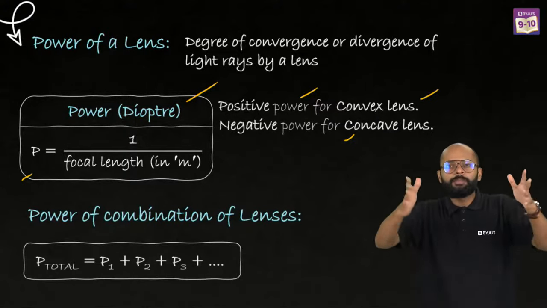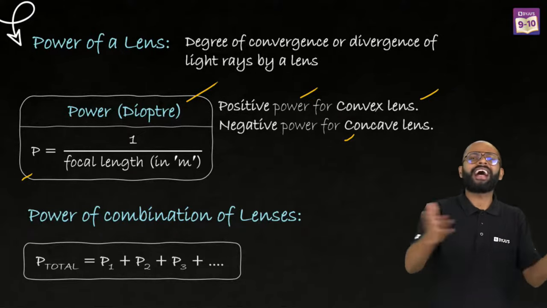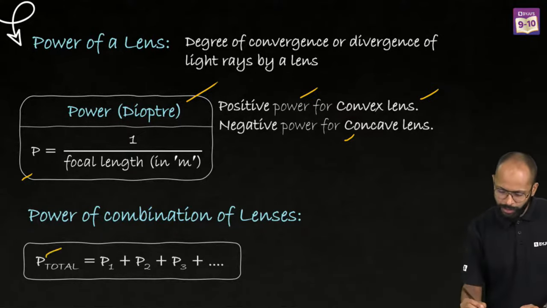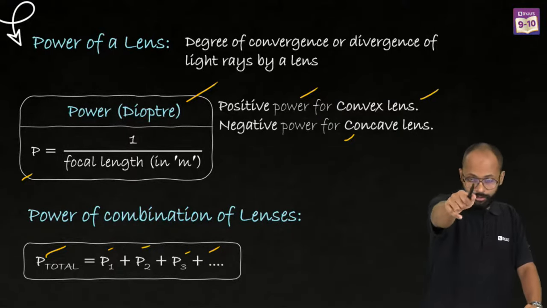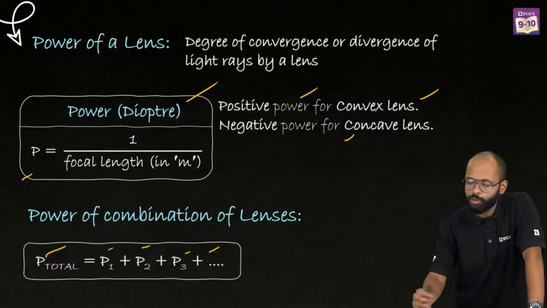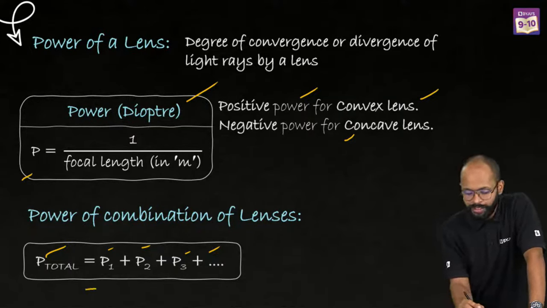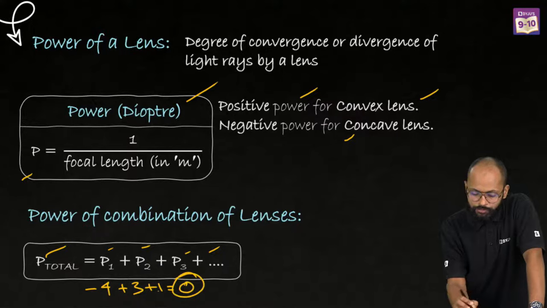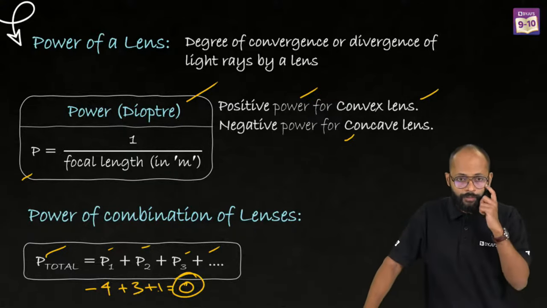And if you add multiple lenses and you have to find combined focal length, you have to combine power, just add it. Add the powers. Fine. Total power is P1 plus P2 plus P3 plus P4 plus P5. How many lenses are there? Okay. One more small caution. When you are adding these powers, please make sure you add them with sign. If let's say power of first lens is minus 4, second lens is let's say plus 3, third lens is plus 1. If you add them, 3 plus 1 is 4, minus 4, it is 0.